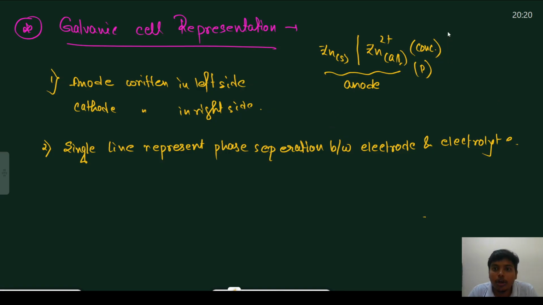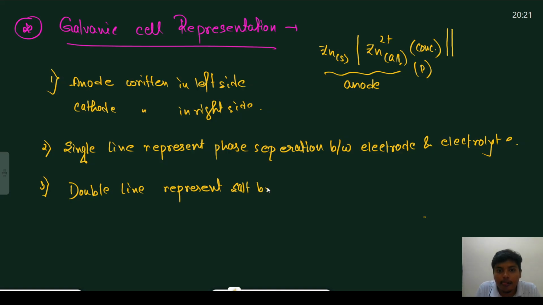Yes, sir. Next, after that, the salt bridge is there. To represent the salt bridge, we use a double line. So the third point, double line represents salt bridge. Sometimes the salt bridge is not there, so no need to represent it. Okay.